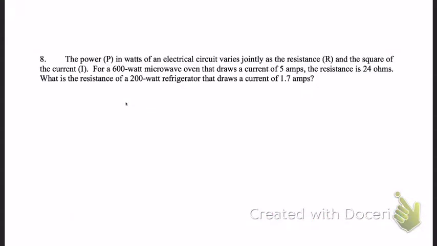All right, number 8, last one. So we have power. This is a formula that you probably see in chemistry. So power varies jointly as the resistance and the square of the current I, so I squared. So my formula would be P equals R times I squared. For a 600 watt microwave oven that draws a current of 5 amps, the resistance is 24.